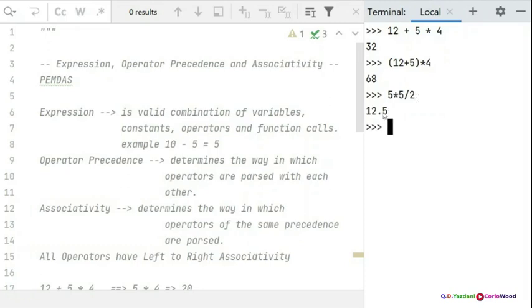So if you do this, we're going to get this number: 25 divided by 2 is 12.5. So that's what you're going to get. That's the operator precedence inside Python.